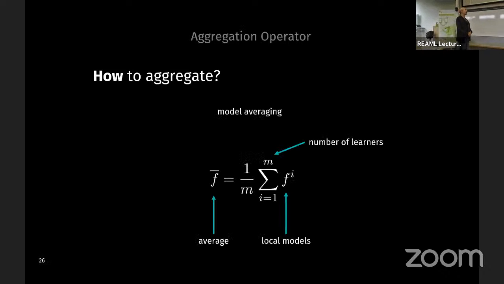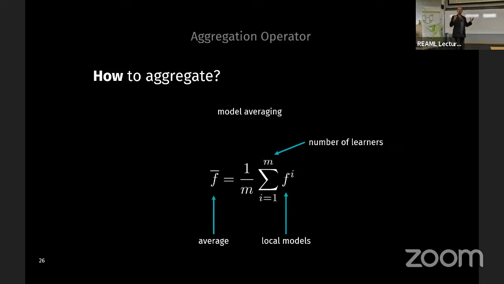So how do we then aggregate? The most straightforward version, and, well, as a researcher, it's not very nice that it works so well, but the most straightforward version works incredibly well, and this is you simply average models. What does it mean? So if you again think about linear models, you have a weight for each feature, you have several of these weight vectors for each local client, and you just average them weight by weight, and that gives you the aggregate.